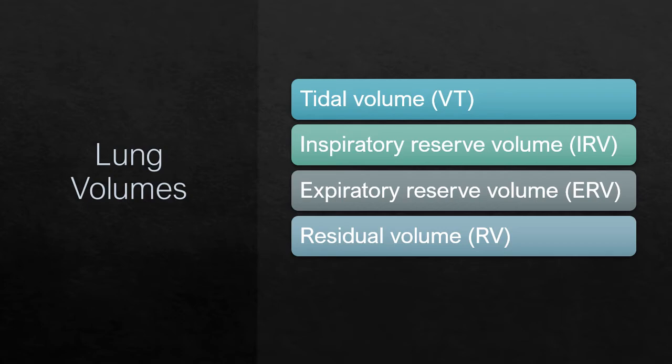Residual volume is the amount of air still in the lungs after a forced ERV. It's about 1,200 milliliters in an adult male and about 1,000 milliliters in an adult female. Residual volume is what's left over in your lungs and doesn't go away.